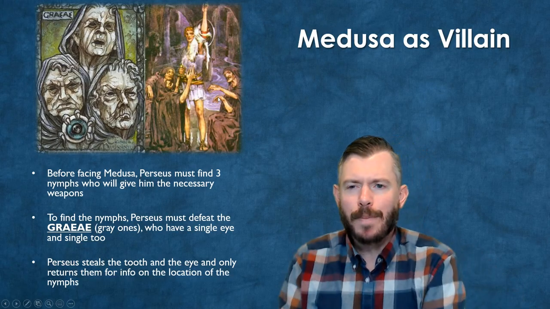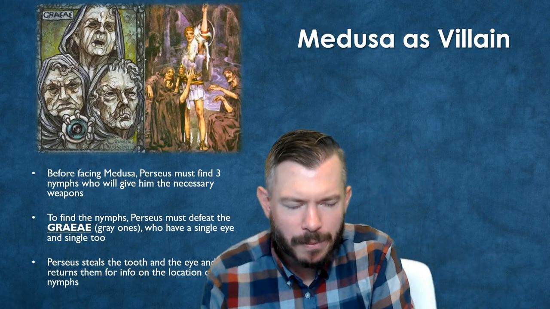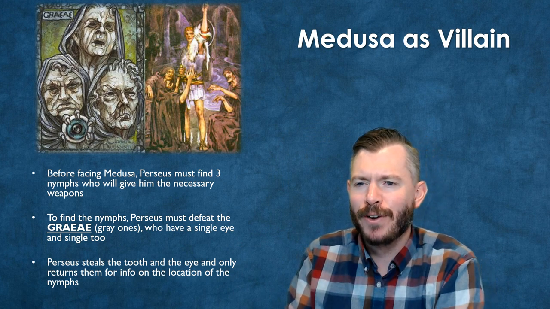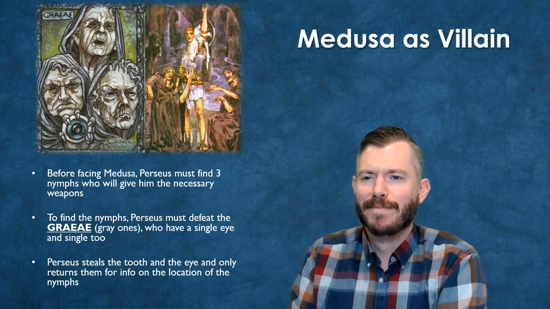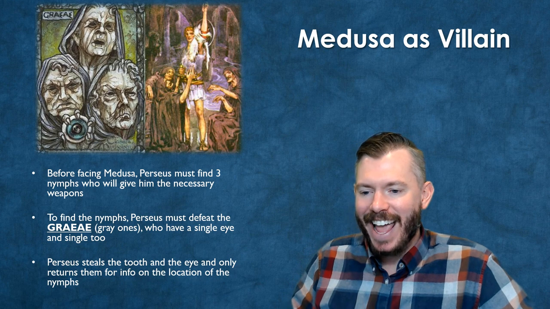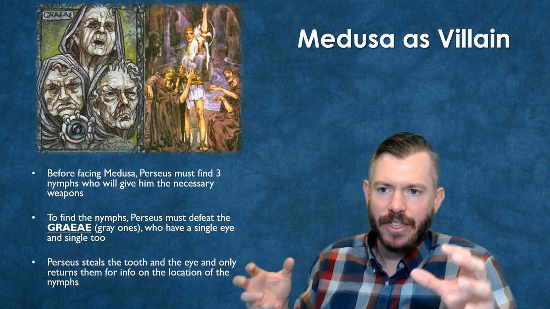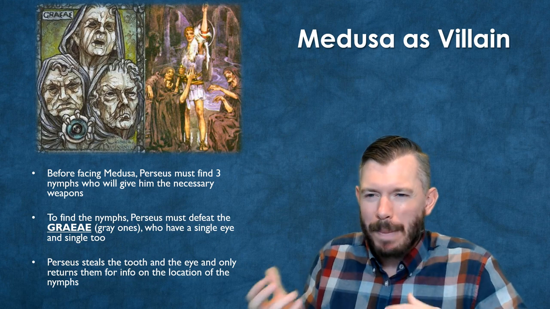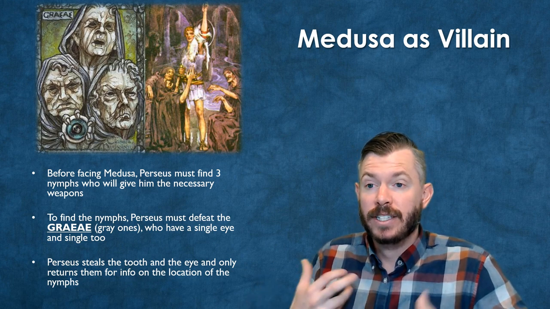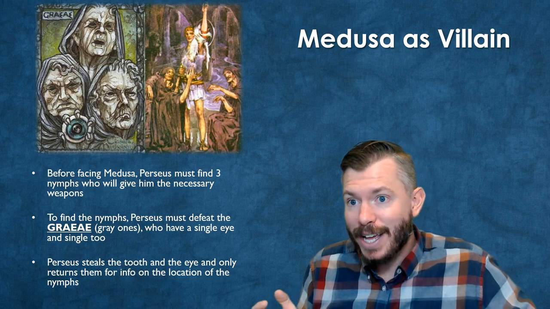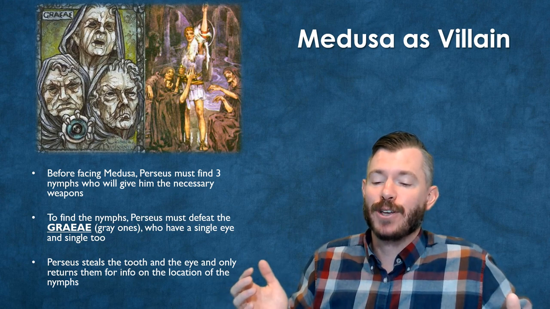Now, there are a couple problems, right? So the problem with Medusa being able to turn people to stone is that Perseus needs some help to be able to actually get the head of Medusa. And so in order to do that, he's got to find three different nymphs who are going to give him the kind of weapons and tools necessary to be able to take care of Medusa. The problem with that is that he doesn't know where these nymphs are.